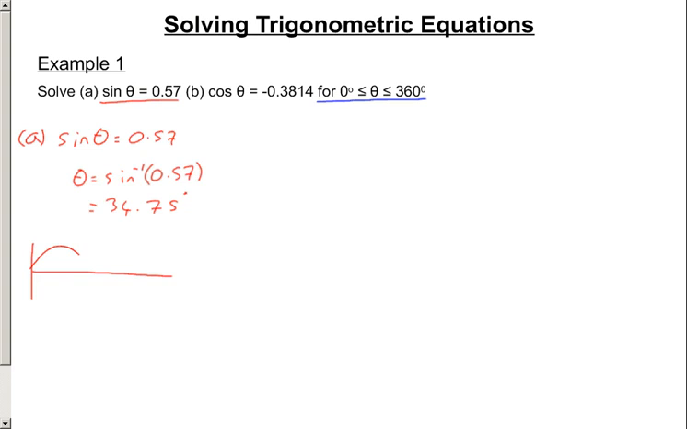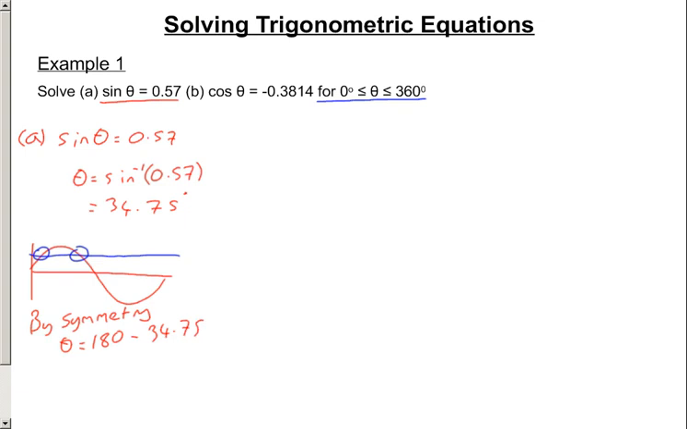Now we have to think about the graph of sine, which looks like this, to find any other solutions. We can see on here, in this domain, 0 to 360, there are two solutions. The first one is the one we've already found, and the second one we need to find. The way we find that is by symmetry. So by symmetry, we also have that theta is equal to 180 minus 34.75.